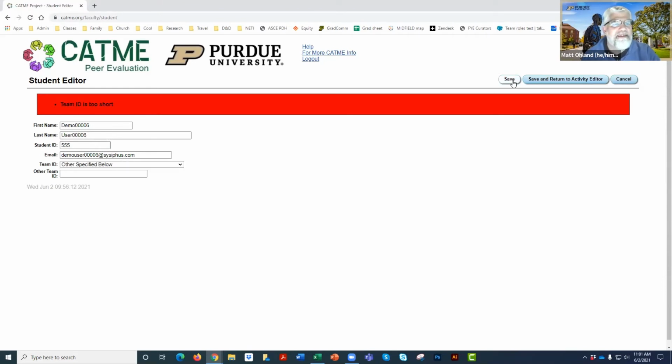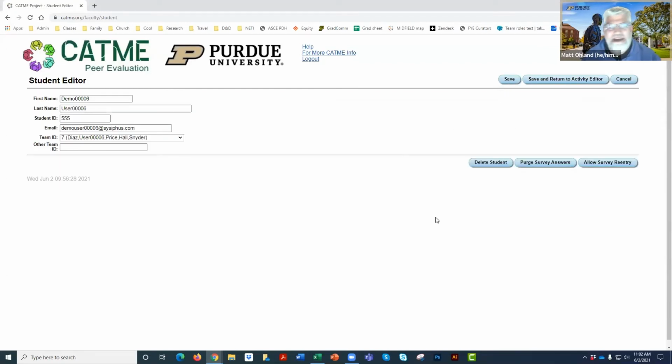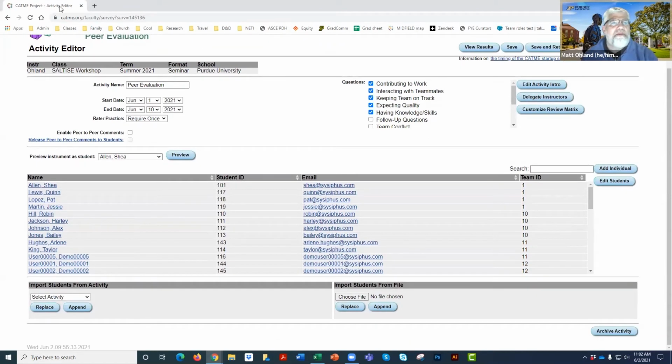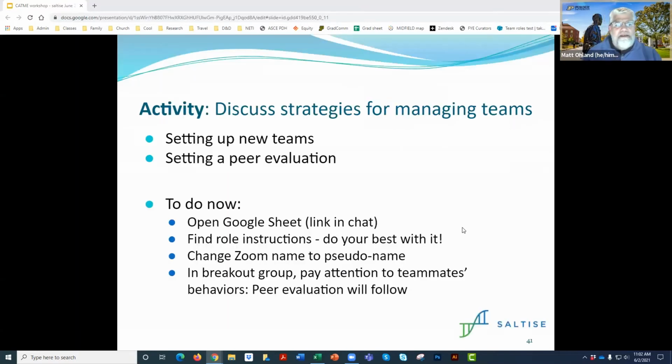And the system didn't like it either. The team ID is too short. Oh, hold on. That team already has, hold on. Oh, of course, it thinks it has the other ID. So that team will have a 5th person who never shows up because Natalie couldn't log in with that ID. All right, so that should take care of that. So let me get this back out of the way again. So the activity is set up.